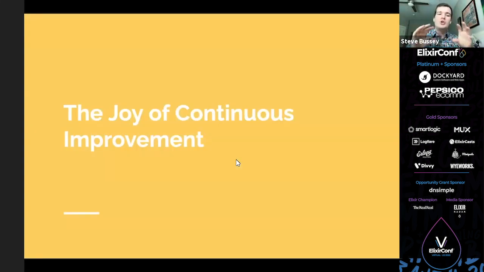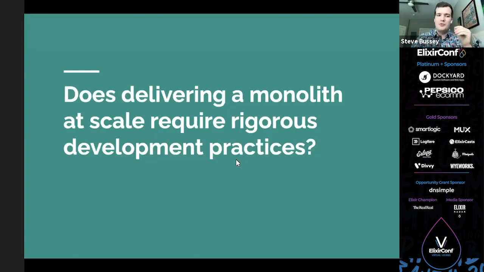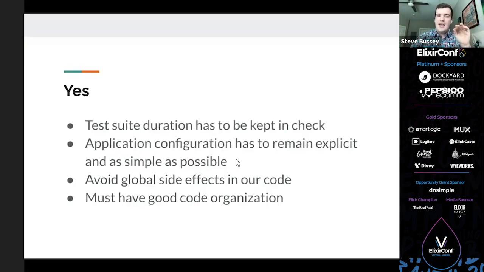So another thing I want to talk about is the joy of continuous improvement. And this is a question that I was sort of thinking about as I was thinking about this talk. Does delivering a monolith at scale require rigorous development practices? And I would answer unequivocally, yes, it absolutely does.